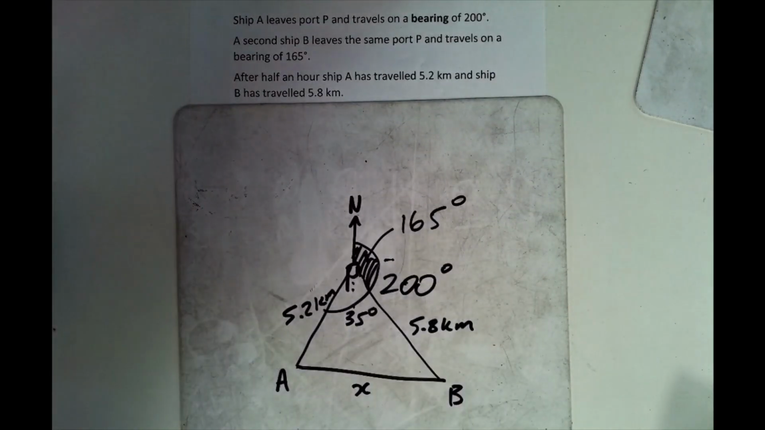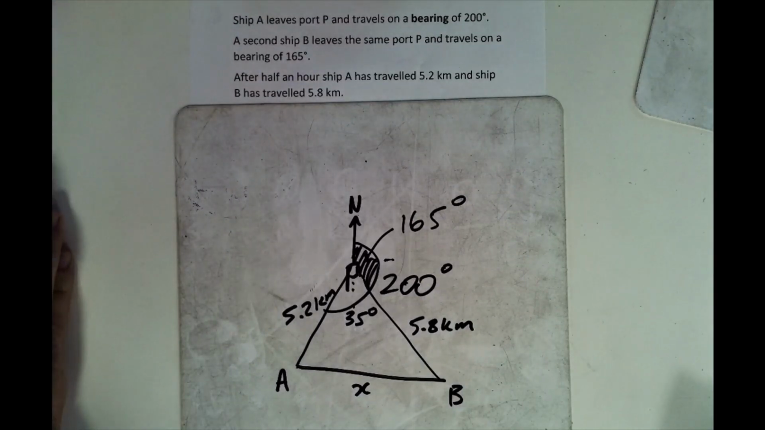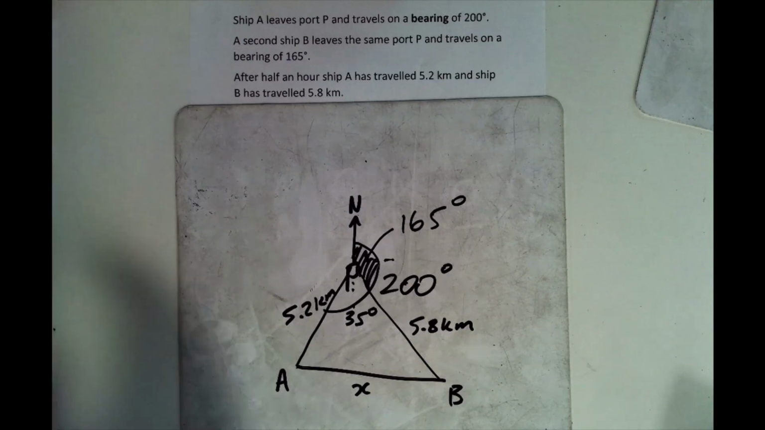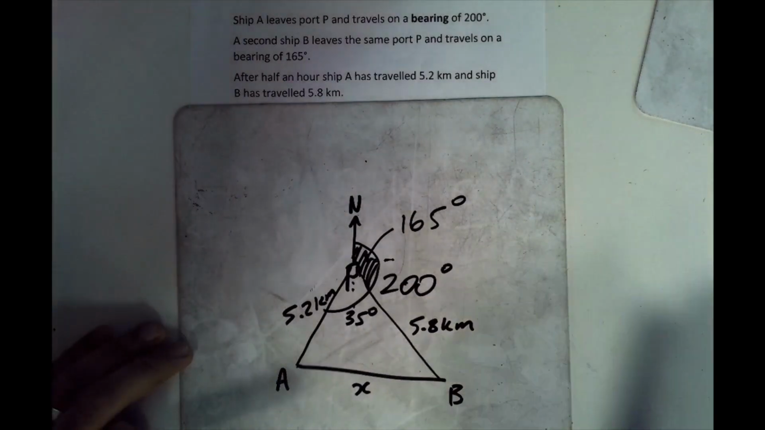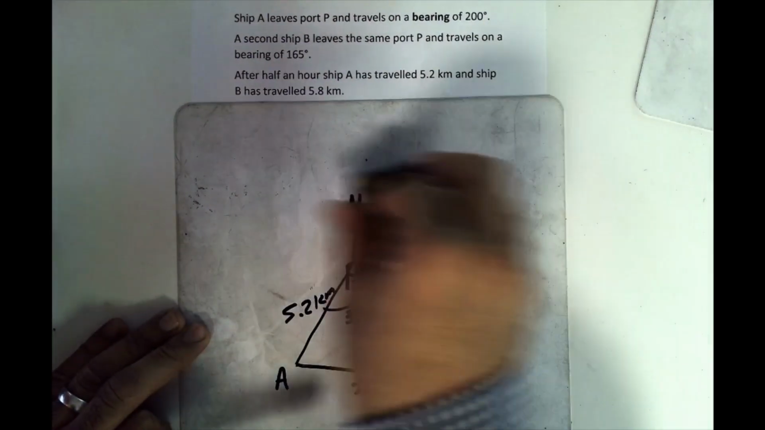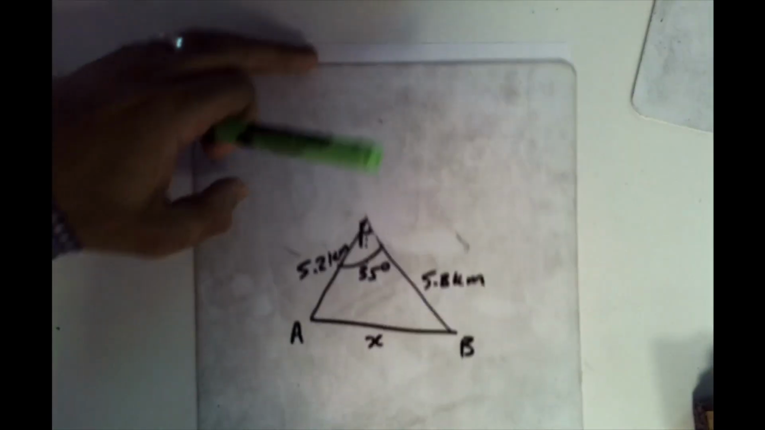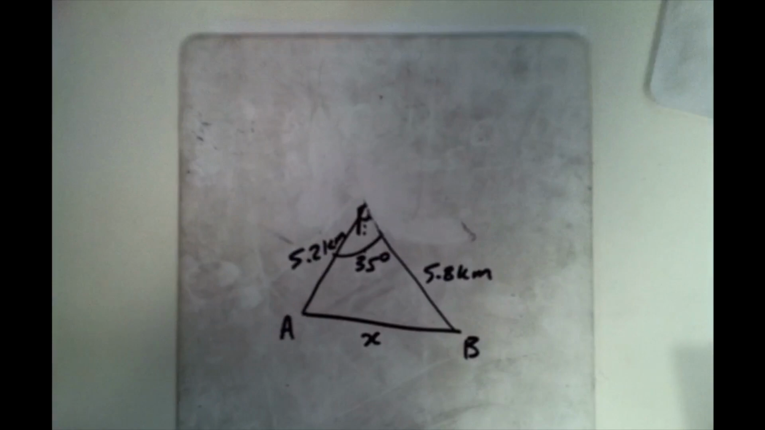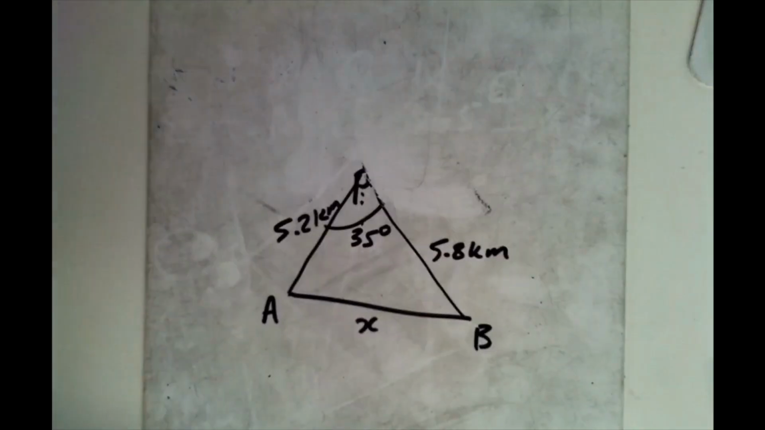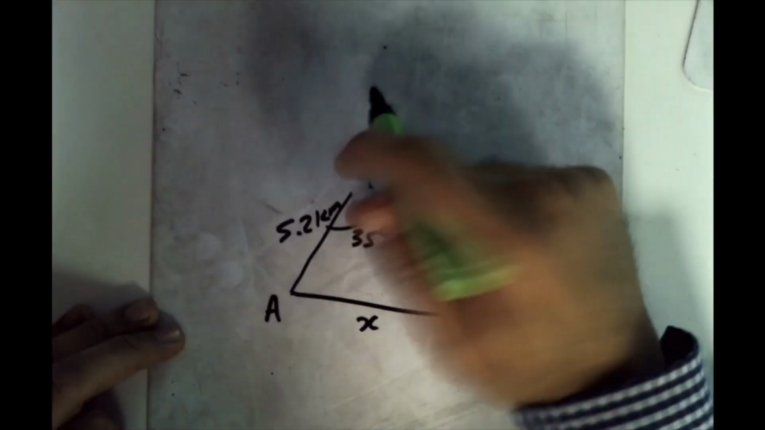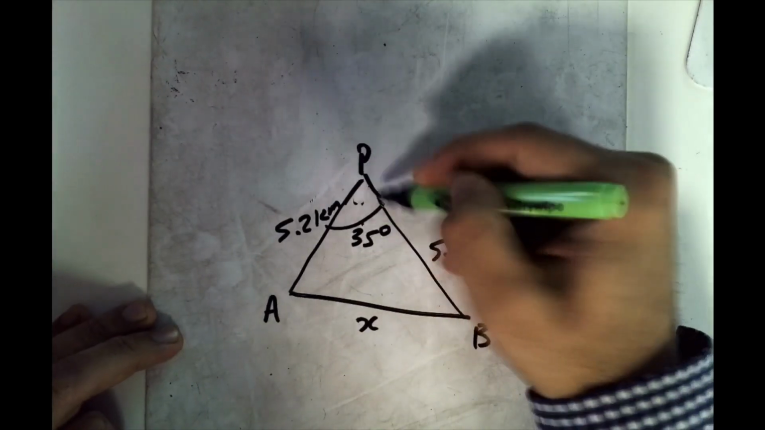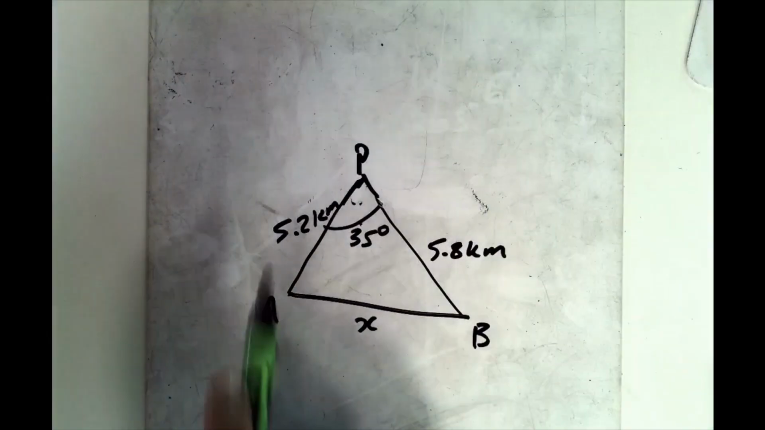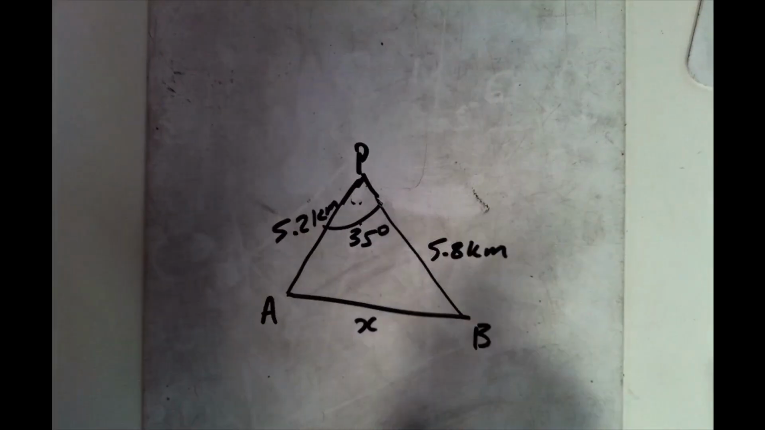So I'm going to actually redraw this diagram, but I'm going to simplify it. Okay? So here's how I'm going to redraw it. I'm going to get rid of the bearing part, don't care about that. And don't really care too much about the question now because I can just look at my nice triangle. I've got P, which was the port, and I've got the two distances and the angle between.